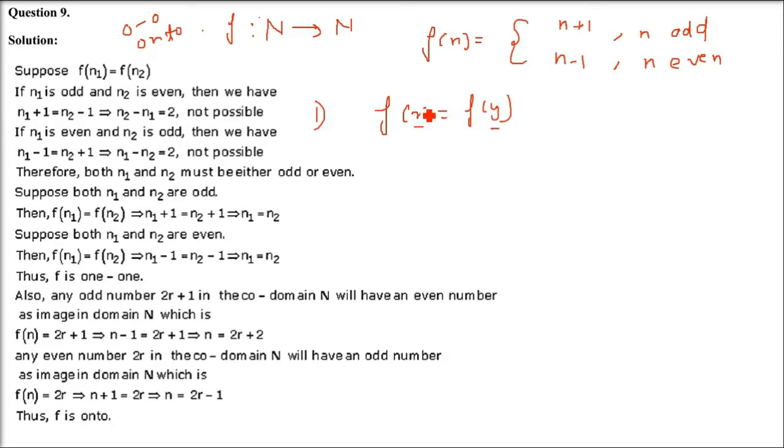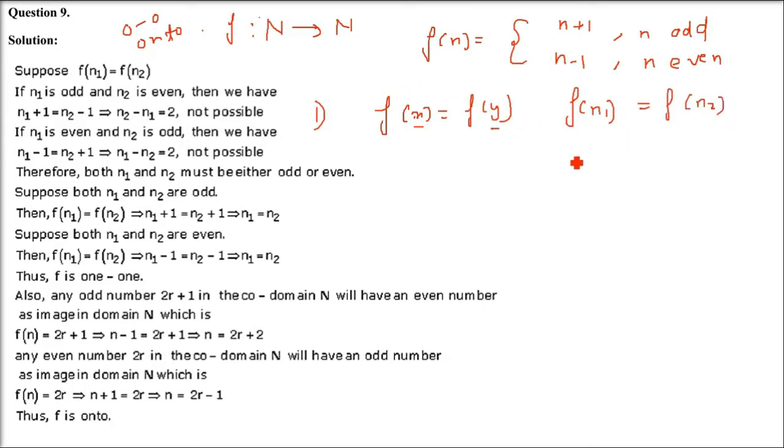x and y can both be even, if f(x) equals f(y). x and y can both be odd. x can be even and y odd, or x can be odd and y even. So there can be 4 combinations. One by one, I'm going to take each combination. You can also take n1 in place of x, and n2 in place of y.